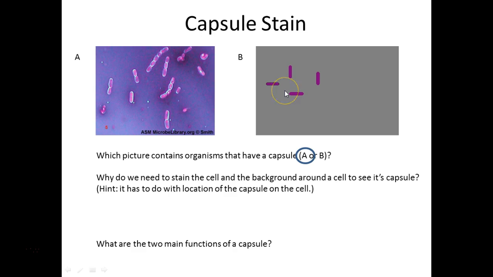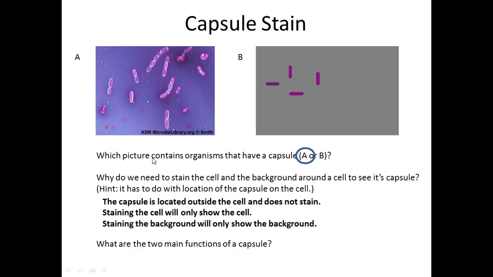In this picture, you don't see that halo, right? That's because they don't have a capsule, right? So it's cell right up to background. So it's located outside, right?